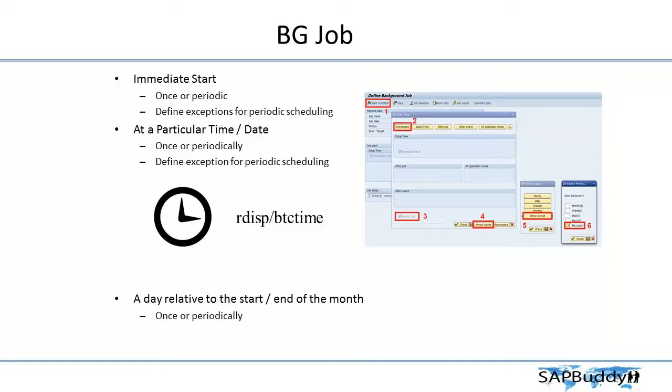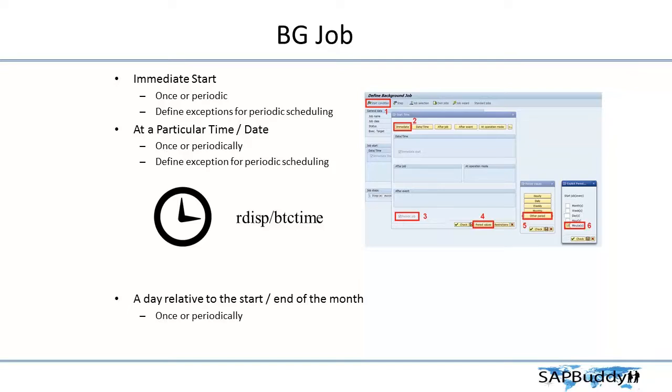However, the immediate start job can also be scheduled as a periodic job. A periodic job means a job which needs to be executed at a frequency given by us. It can be hourly, daily, or weekly. Based on the definition, we can rerun this job in this period. That is immediate start. And we have another option, which is called at a particular time and date.